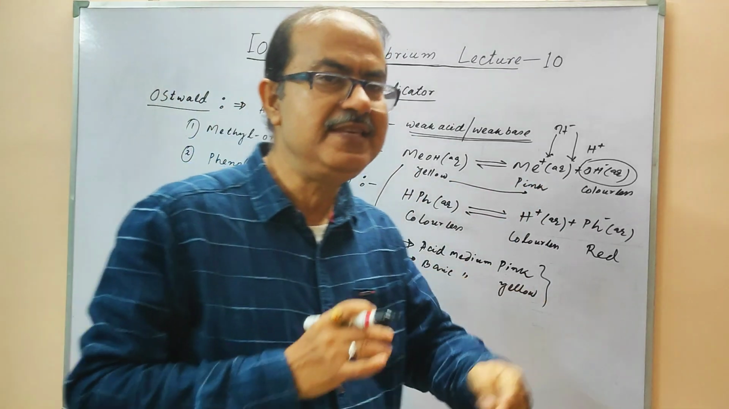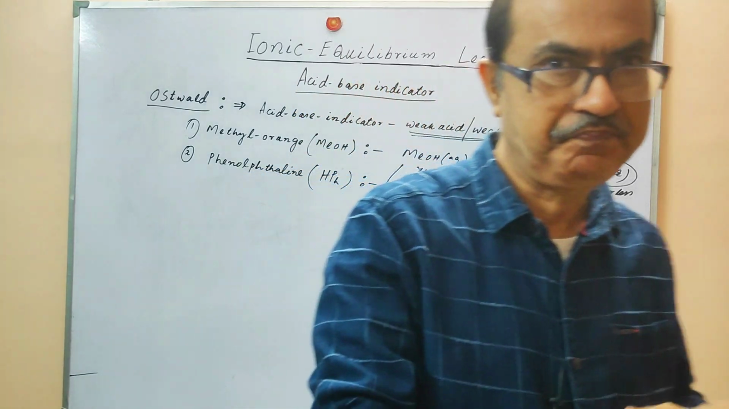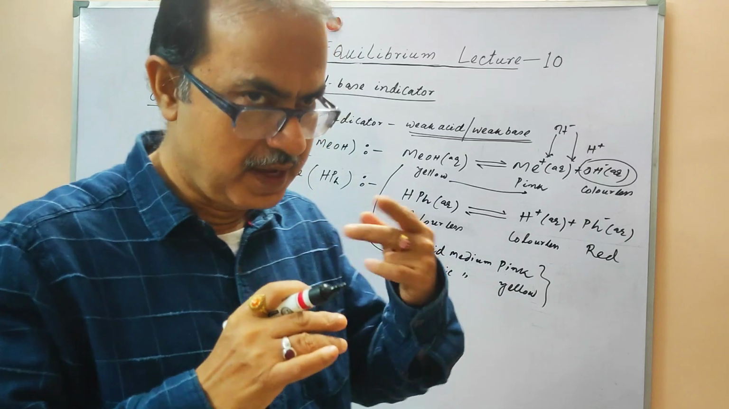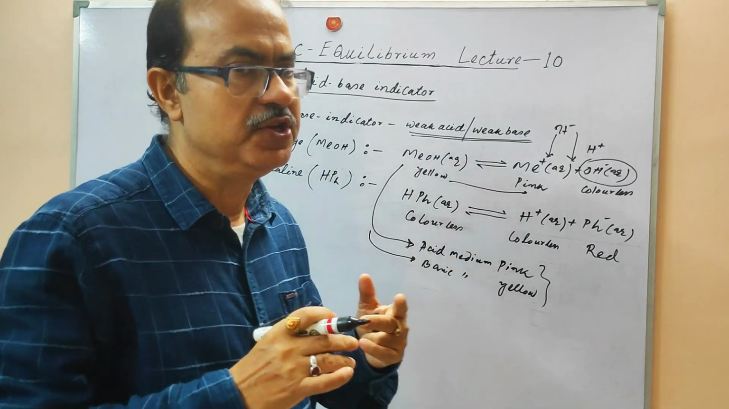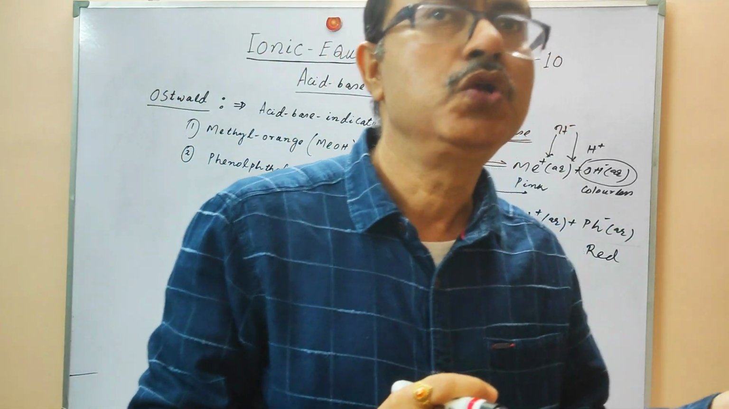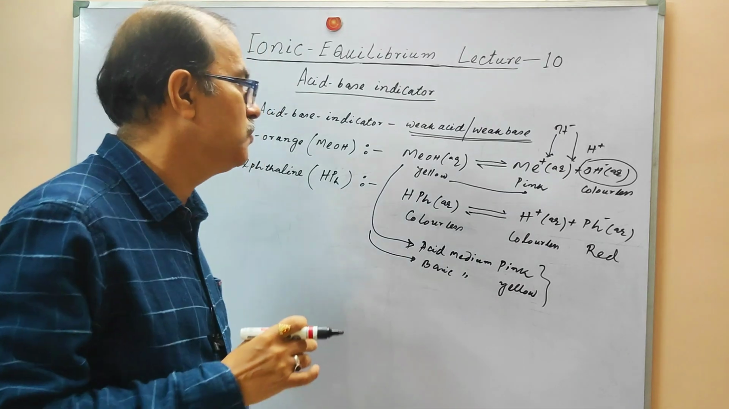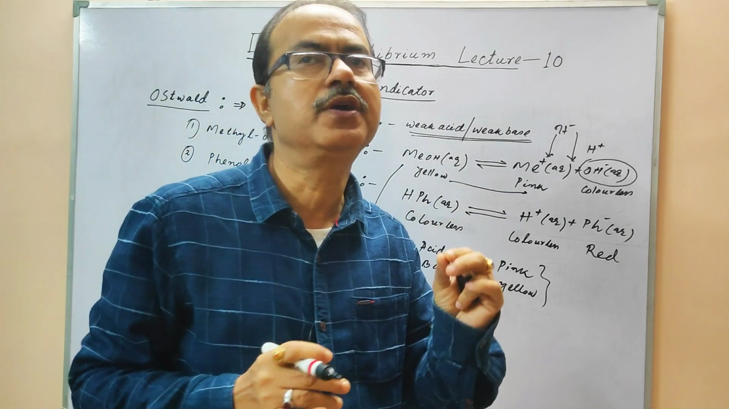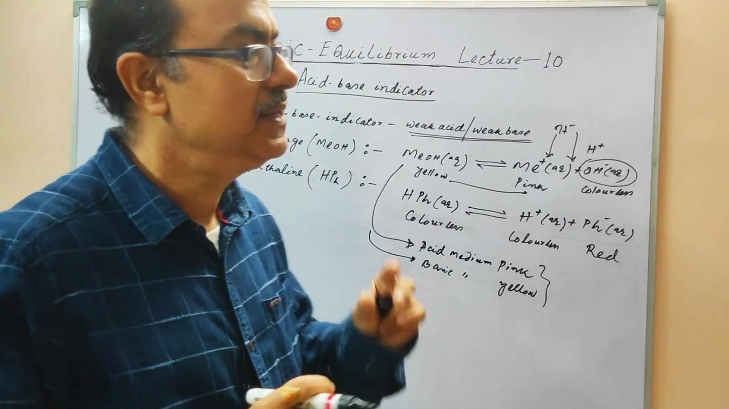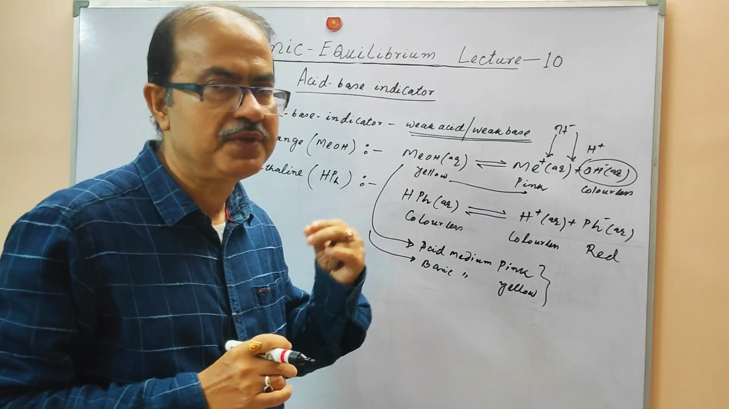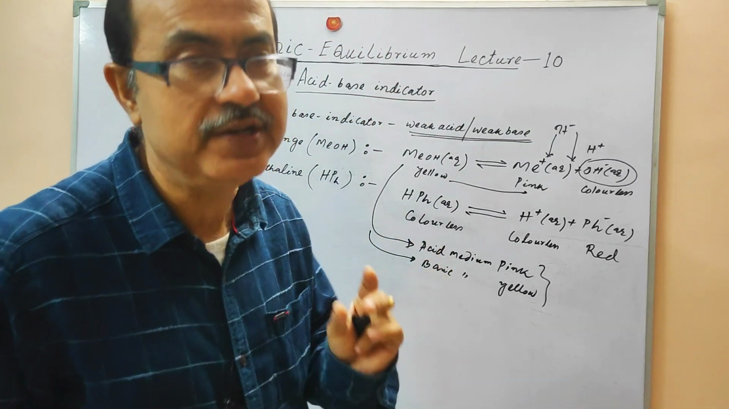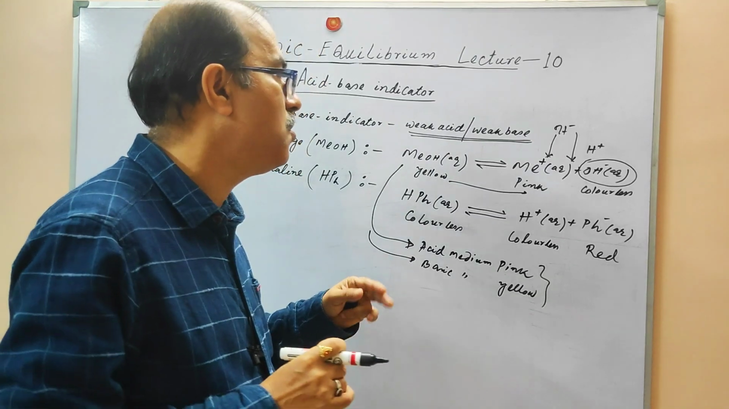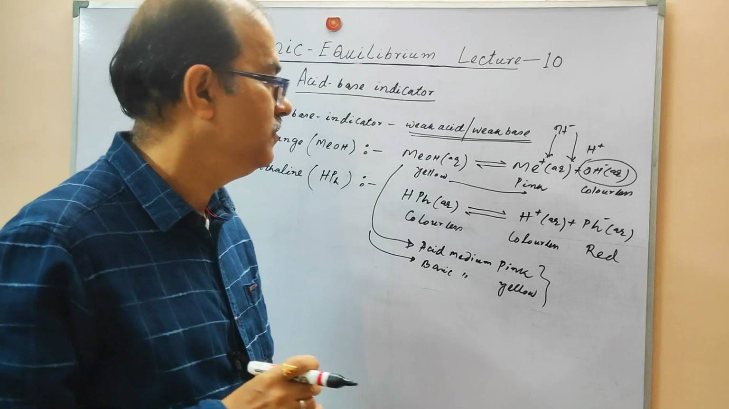So when the medium changes from acid to base, it will create this type of change, and from these changes you are able to understand at which point the titration is, whether it is at the half end point or at the end point.